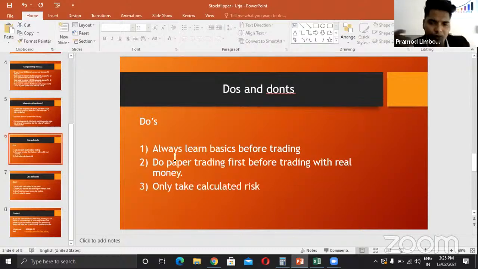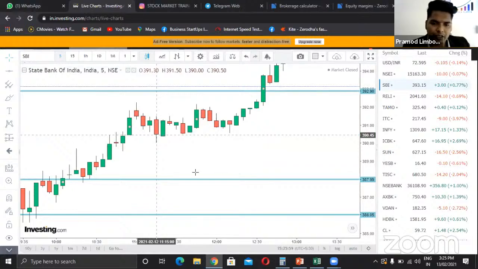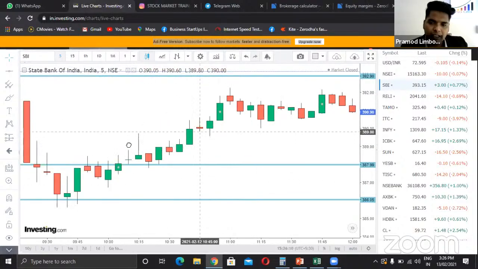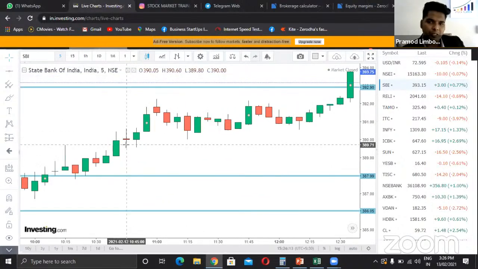Simple. What you will have to do? Let's suppose your strategy is saying buy at 387, just write it down: I'm buying SBI at the rate of 388. My target will be 392 and my SL will be 386. Do this for at least 1 month. At least you can do this. This will not cost you any extra money. After doing this, you'll get some experience.